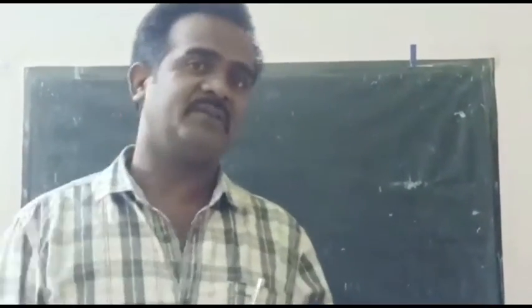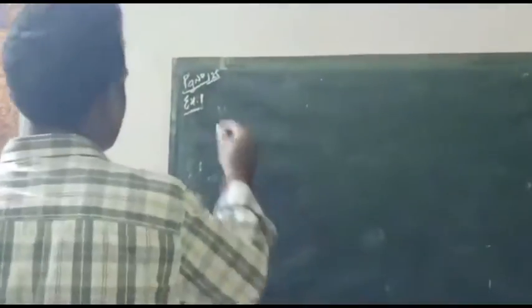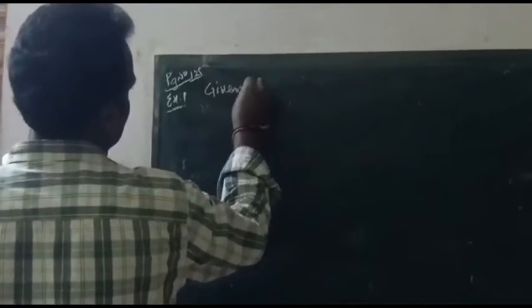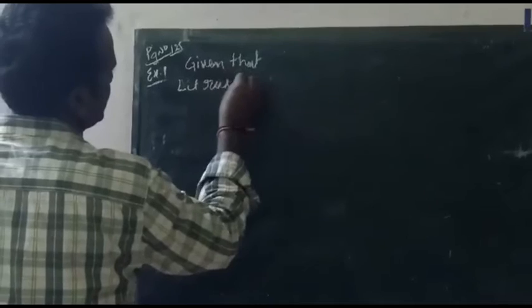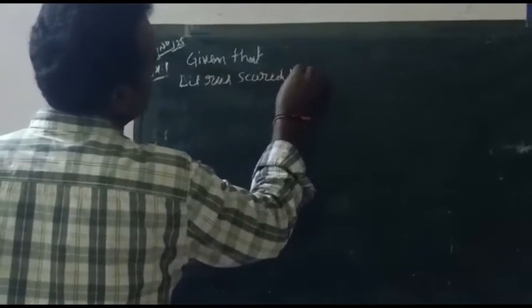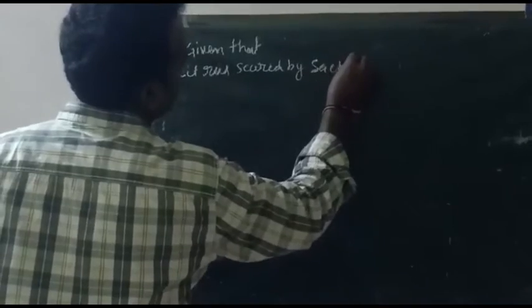You can write the given data first of all. What is the given data? Example number 1, page number 125. Sachin and Sehwag scored 137 runs. Given that, let runs scored by Sachin is equal to x.